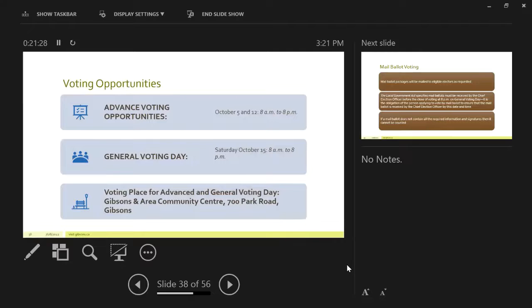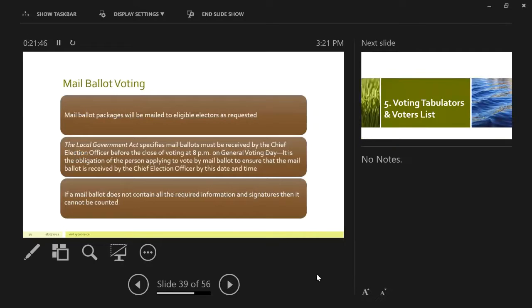Voting opportunities. Advance voting is October 5th and 12th, 8 a.m. to 9 p.m. General voting day is Saturday, October 15th, 8 a.m. to 8 p.m. at the Gibsons and Area Community Center. All 3 days are at the community center.